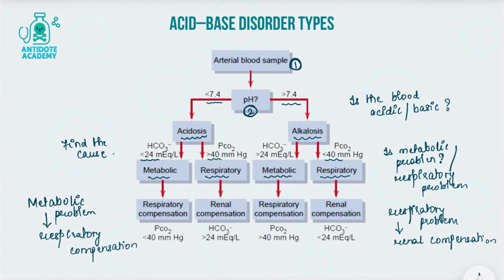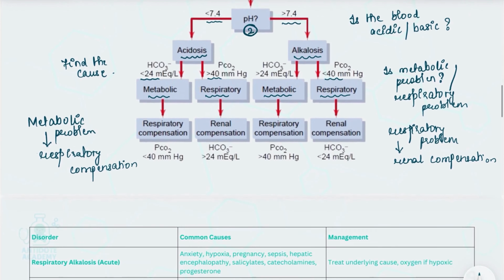So pH tells us acid versus base. Bicarbonate helps us understand whether it's a metabolic or respiratory problem. And lastly, compensation comes from the opposite system. pH decides the direction, bicarbonate and carbon dioxide tell us the cause, and the opposite system tries to fix it. So once you remember this flow, pH first, then bicarbonate versus carbon dioxide, then check for compensation, you will never get confused with acid-base disorders again. Right.